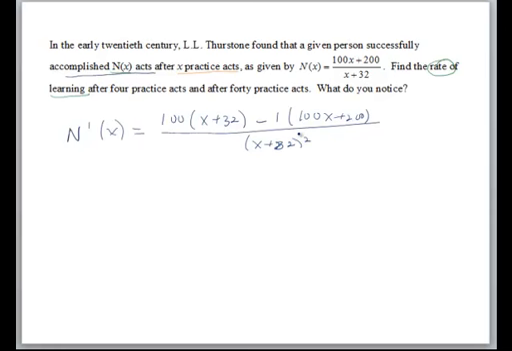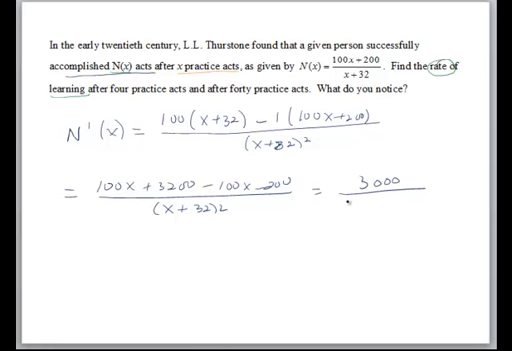This is one where it's really up to you if you're going to simplify it or not. I think it's worth simplifying. It's not very complicated. And remember, we have to evaluate this function now at 4 and at 40. So it's worth a little bit of effort. So distributing, I have 100x plus 3200 minus 100x minus 200, same denominator, x plus 32 squared. Combining my like terms up in the numerator, you can see the 100x's cancel. 3200 minus 200, so I end up with 3000 over x plus 32 squared.